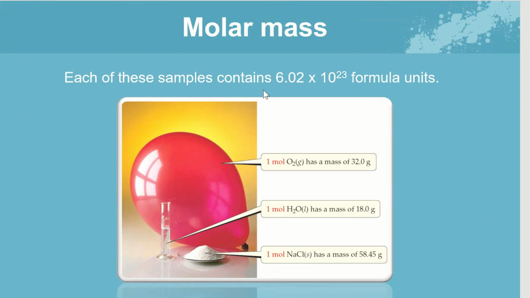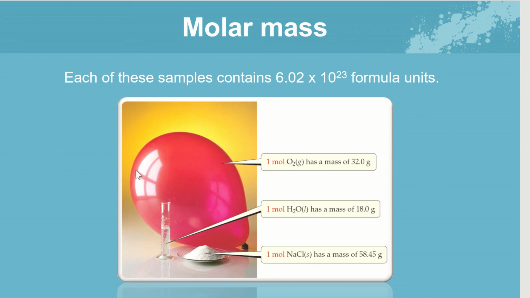All right, so each of these samples contains 6.02 times 10 to the 23 formula units. Here we have 1 mole of oxygen gas in that balloon, and that is equal to 32 grams. We have 1 mole of water here, and it has a mass of 18 grams. And we have 1 mole of sodium chloride here, and it's equal to 58.45 grams.